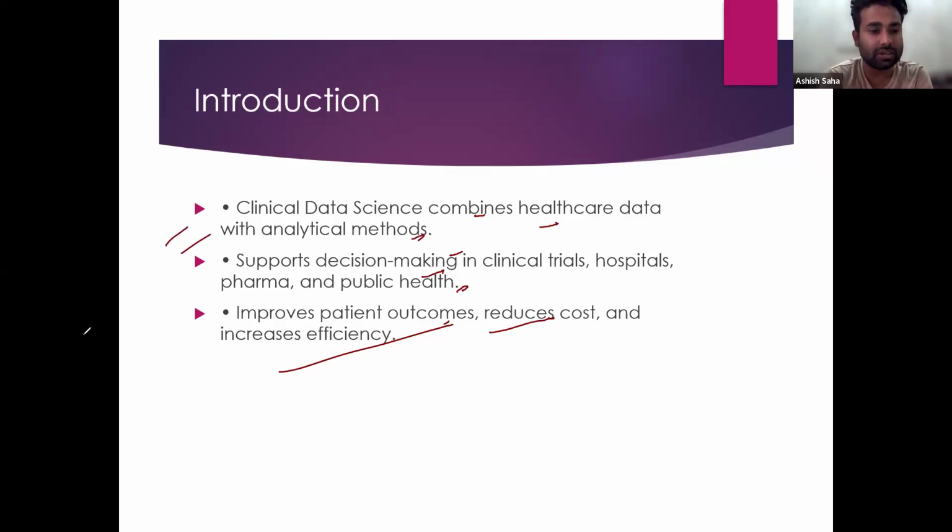I hope these 3 points are clear to everyone. Now let's move to the next point.